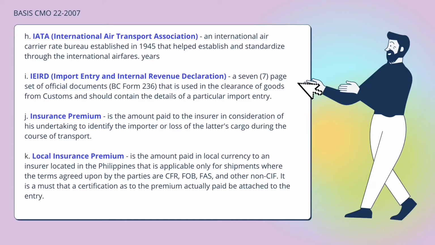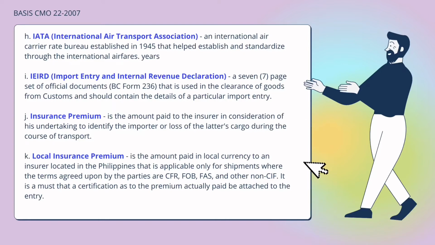This is a 7-page set of official documents which is used in the clearing of goods from customs, and in this declaration, it should contain the details of a particular import entry. For letter J, we have insurance premium. It is the amount paid to the insurer in consideration of an undertaking to indemnify the importer for loss of the latter's cargo within the course of transportation.